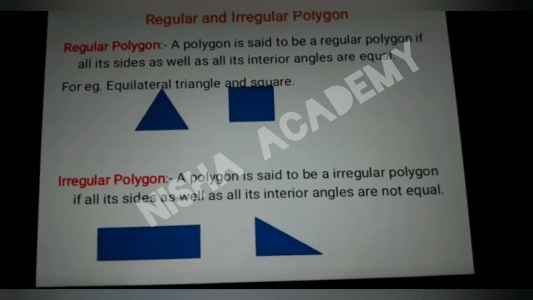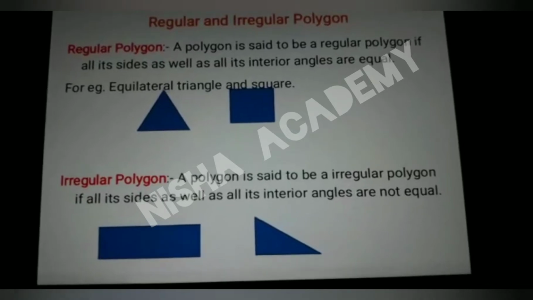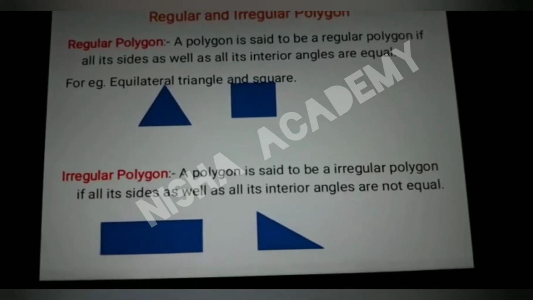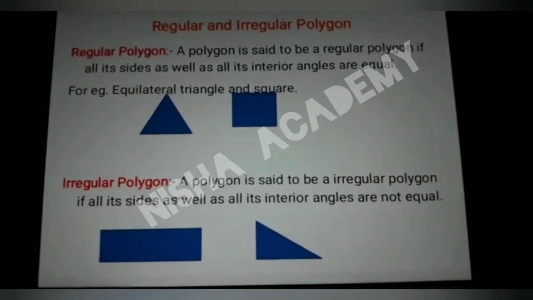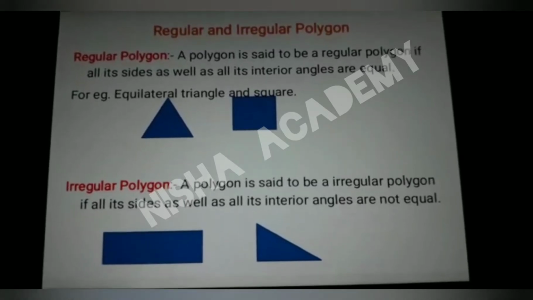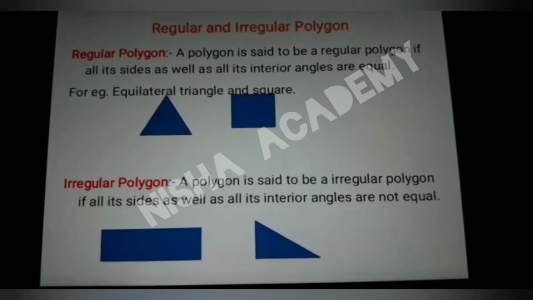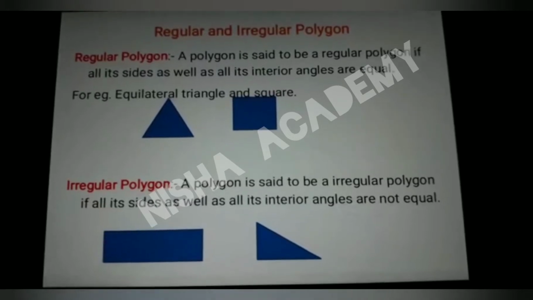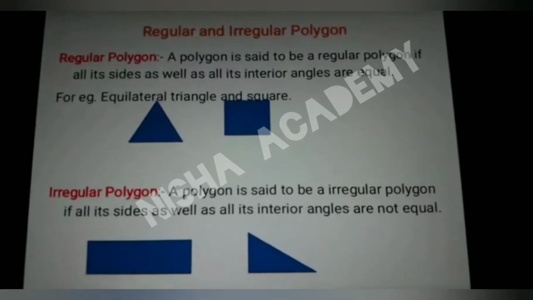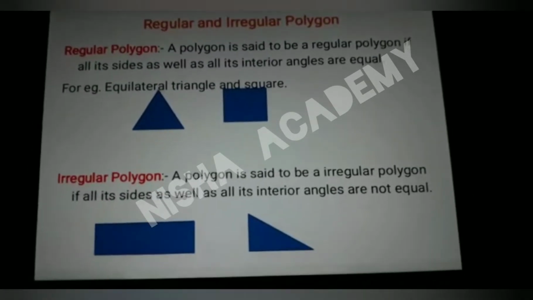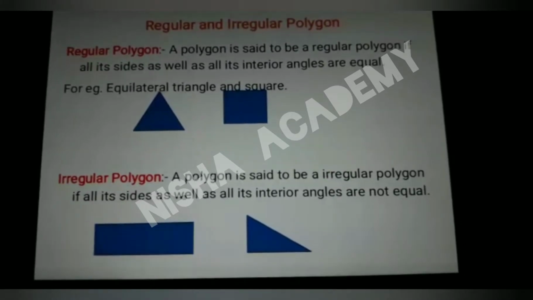But in an irregular polygon, it is not necessary that all sides and interior angles are equal. Any two sides can be equal, any one pair of sides can be equal, or any angle can be equal. When this is the condition, they are called irregular polygons.